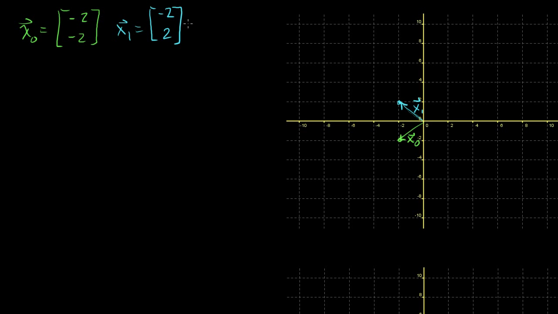And let me draw a third one just for fun. x2. Let's say that that is equal to 2, -2. So if I were to draw this, it's 2, -2, it goes right here. So that vector right there is x2. Now, what I want to do here is define the line segments that connect these points.